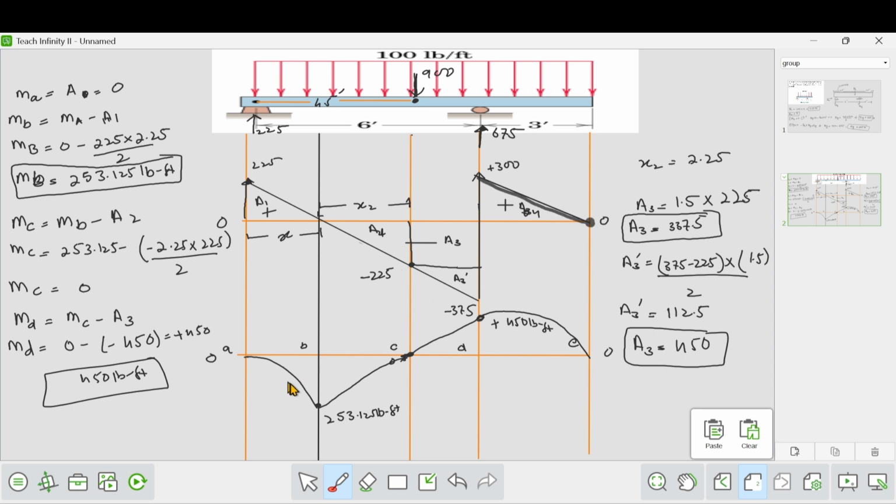Now we can easily find the bending moment diagram. How can we find it? In the shear force diagram, we have to find the areas A1, A2, A3, A3 dash, and A4. By these areas, we can easily find the bending moment diagram. I have solved this whole bending moment diagram here. You can see this and this, and you can easily solve the bending moment diagram.